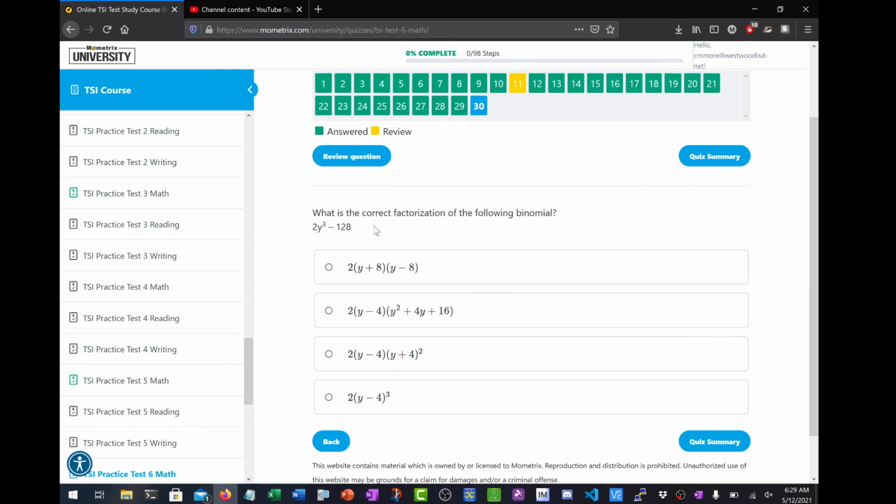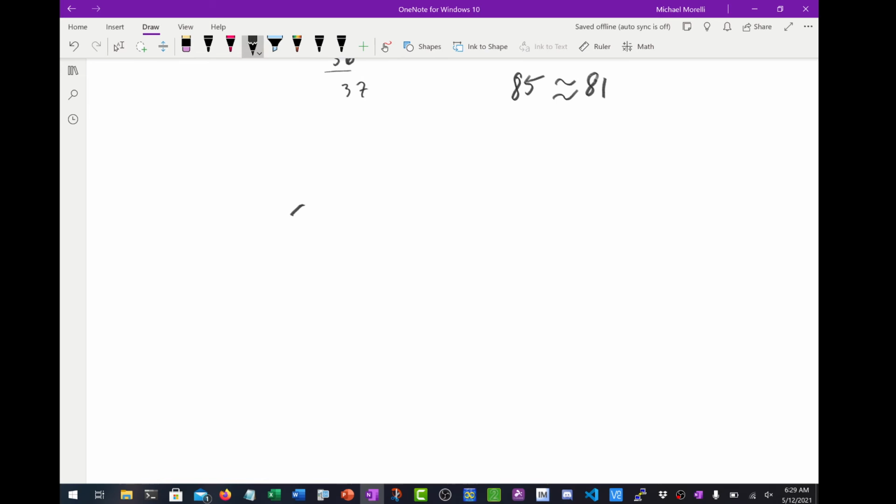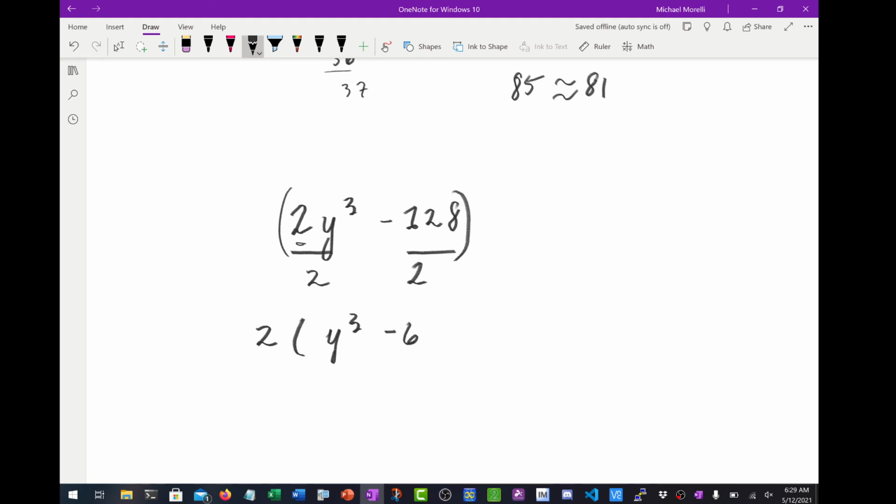And finally, 30. What is the correct factorization of the following binomial? 2y cubed minus 128. So let's take a look at that. 2y cubed minus 128. Right away, I need to factor out a 2. Because I can pull a 2 out of both of these terms. So now I'll have 2 open parentheses y cubed minus 64.